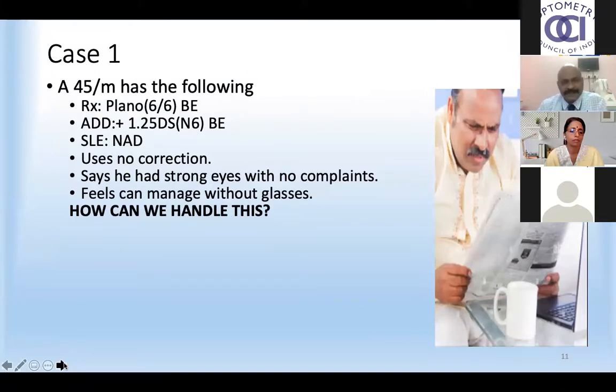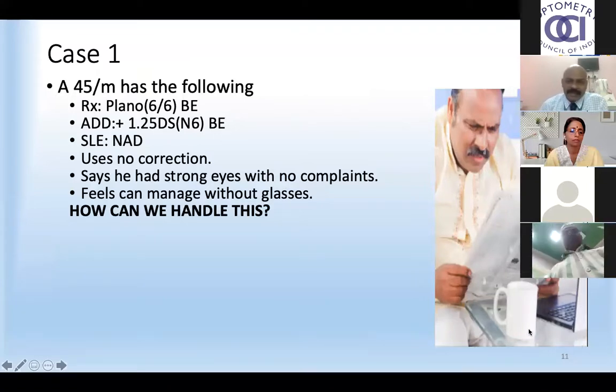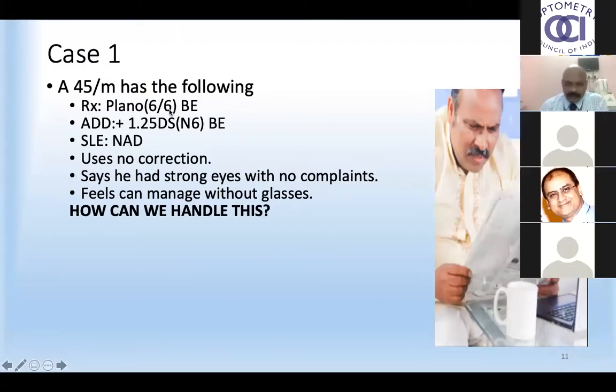This is the first case. If you can see this picture, this gentleman doesn't wear any correction, but he looks at the newspaper, okay? And you can see he's squeezing his eyes to strain himself to see clearly. His prescription is around plano. His vision is 6/6 in both eyes. His addition is around +1.25, N6 in both eyes. There are no other problems. He uses no correction and says he has strong eyes and no complaints. He feels he can manage without glasses, okay?